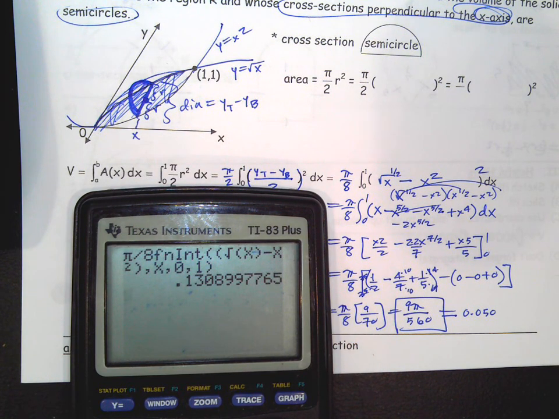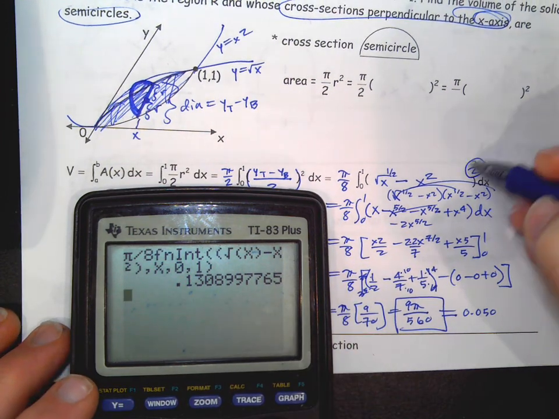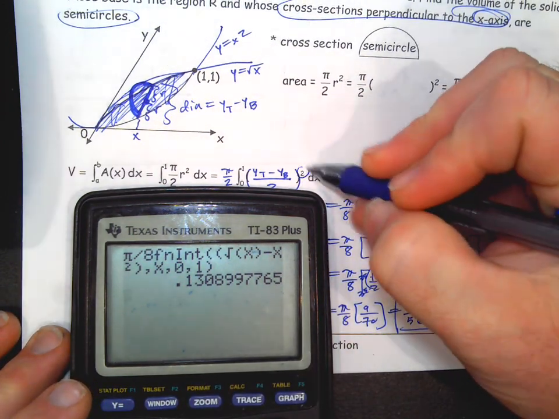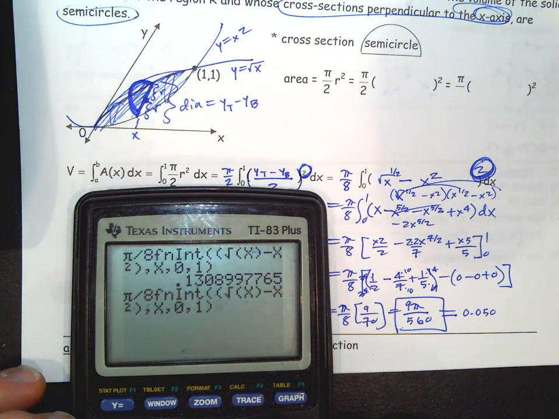Nope, something's wrong. Oh, I forgot this squared, which is a super common mistake. People just forget to write it, or they write it and they forget to type it in there. So I'm going to go back in here and second insert squared. That should do it. There we go. 0.050. Rounded or truncated comes out the same this time.